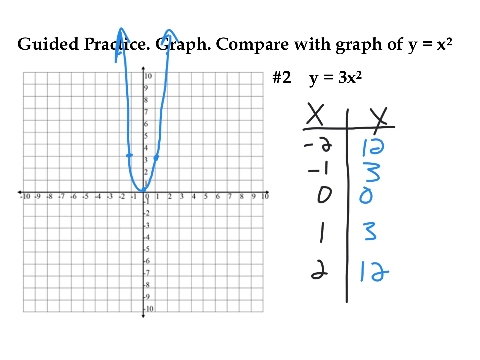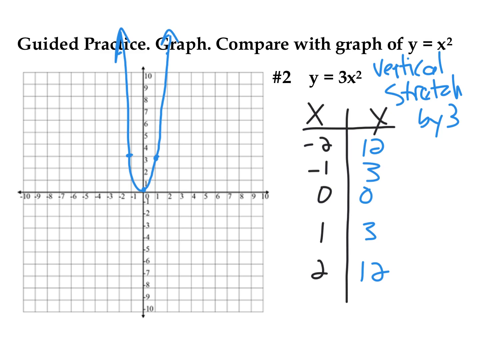That 3, the a value, is going to affect the graph in how narrow or wide it is. This graph is more narrow. It's called a vertical stretch. So when it says compare to the graph of y equals x squared, it's a vertical stretch by 3. The factor is 3. So we're multiplying all the y values by 3.